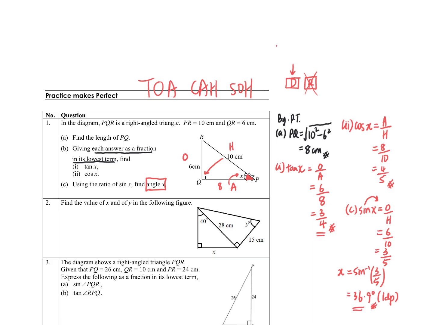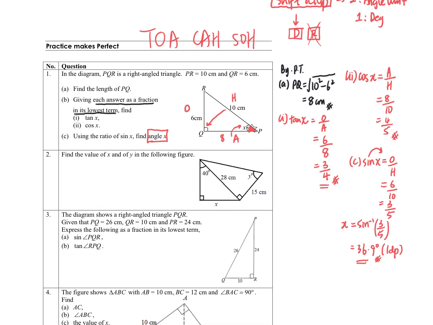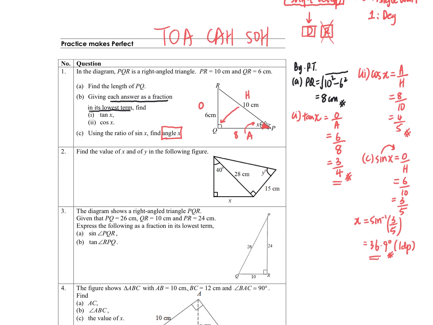So if not, shift setup. Our gradient is in tertiary, so we don't use that in secondary school at all. Shift setup, then choose your angle unit. Make sure it is in degree mode. Okay, you will use radian when we go into arc length and sector area in chapter 9. But now we don't need it. Okay? So that is it for you.